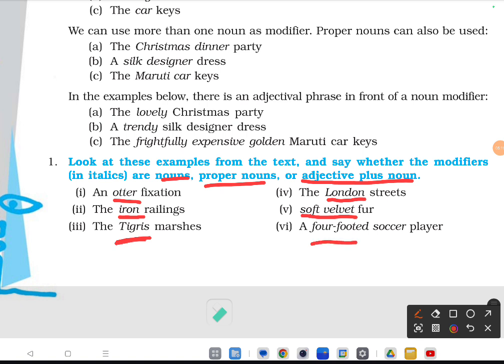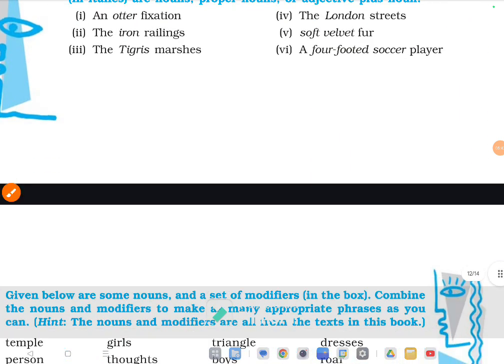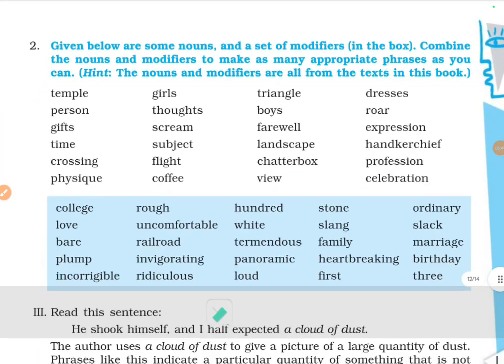A four-footed soccer player. So, adjective plus noun. Okay, so I hope you understand. The first one is a noun, and the second one is also a noun. Third one, proper noun. Fourth one, proper noun. Fifth one, adjective plus noun, and sixth one is also adjective plus noun. Let's come to the next task.